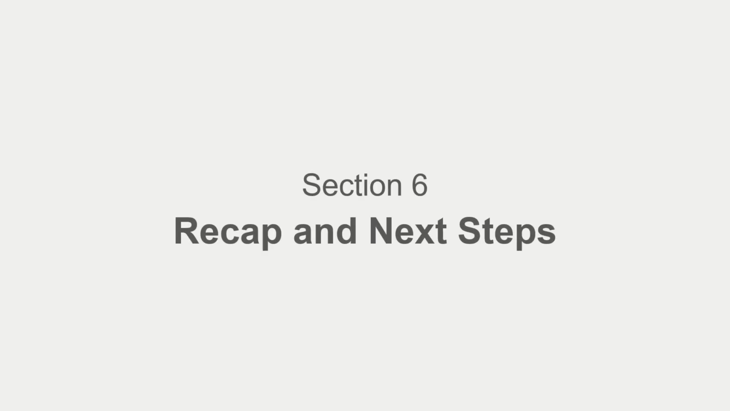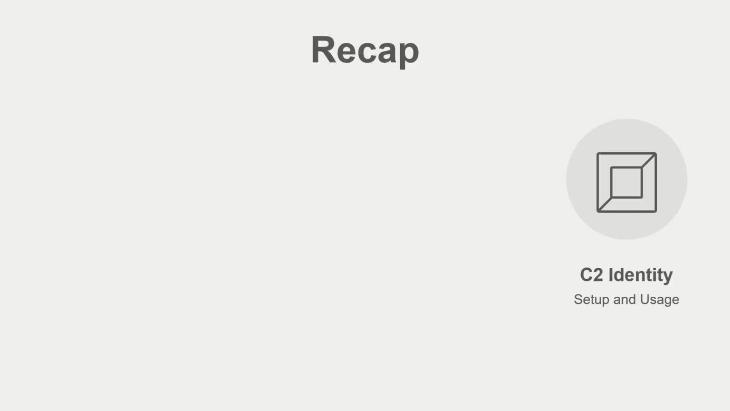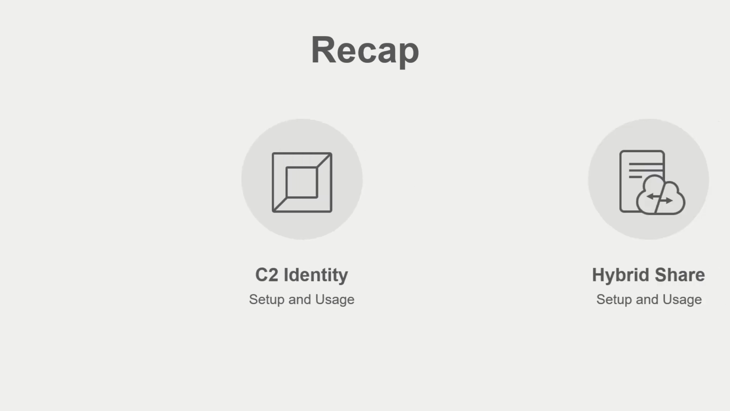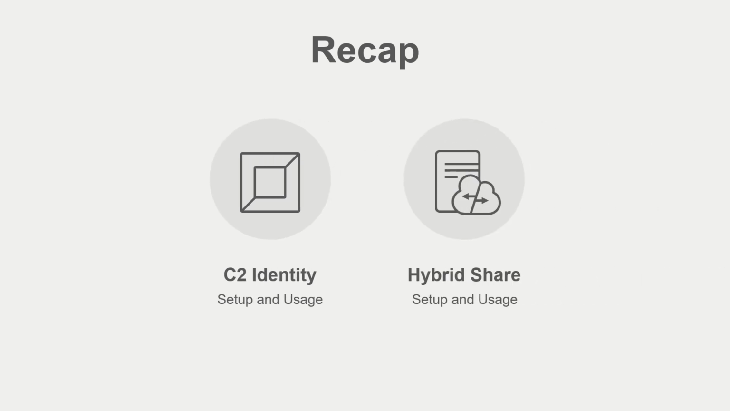So we went over quite a bit today. Let's recap and go over some next steps. We started off with C2 Identity, which is a cloud-based identity management platform that allows you to create a global domain and permissions for use across your organization, even if you have multiple sites. We then went over Hybrid Share in C2 storage and how these can work with your Synology NAS and DSM 7 to create a hybrid file server environment.